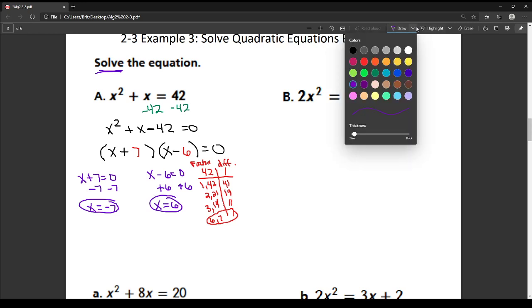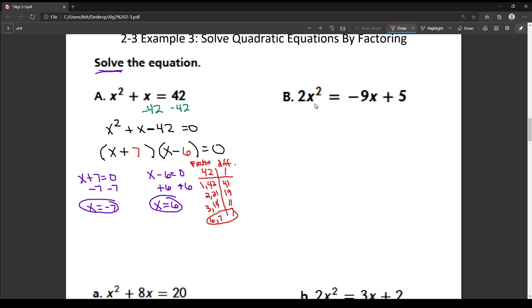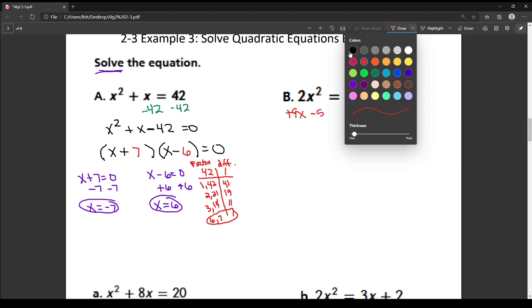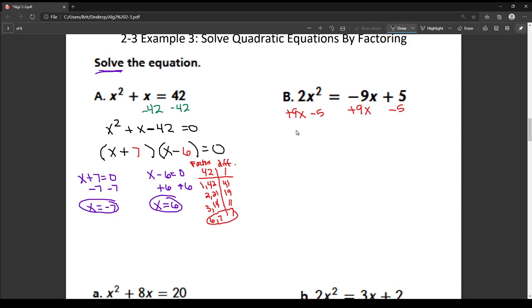Let's try another one. Now on this one, the 2x squared is by itself. I usually prefer to keep my a value positive because otherwise things get a little messy. So what I'm going to do is I'm going to add the 9x to each side to move that 9x over, and I'm going to subtract 5 from each side to move the 5 over. So on this left-hand side, I get 2x squared plus 9x minus 5. And on this right-hand side, I moved everything over, so I have a 0.